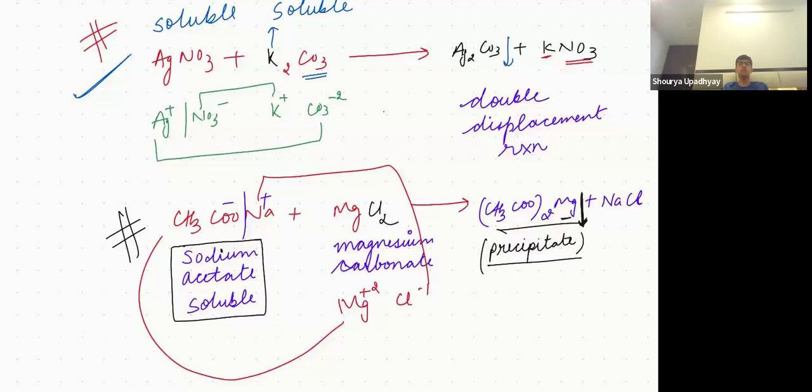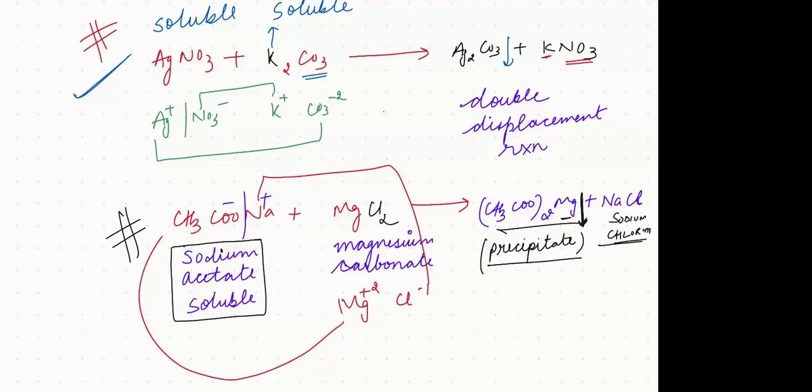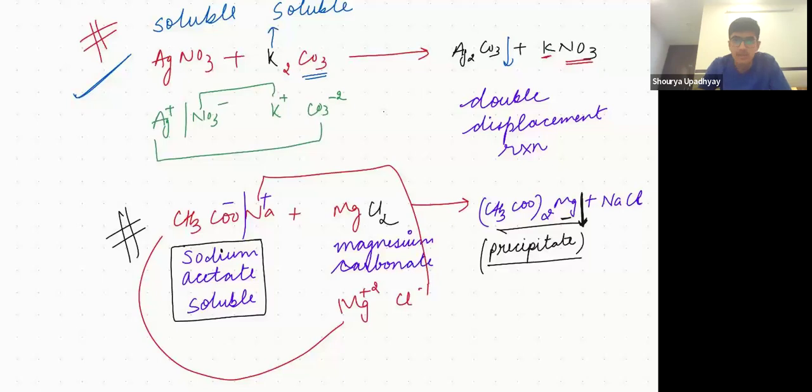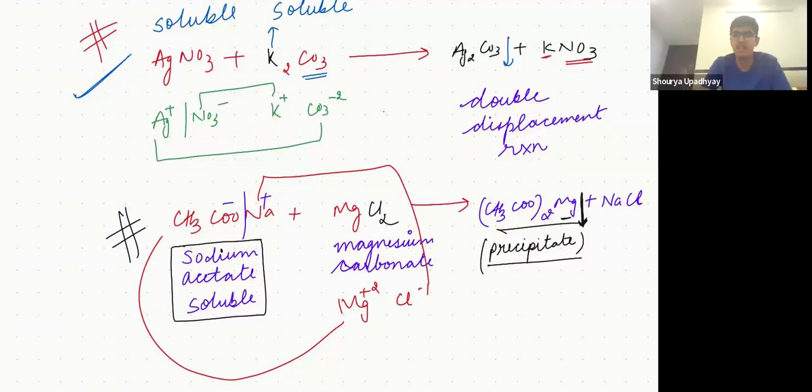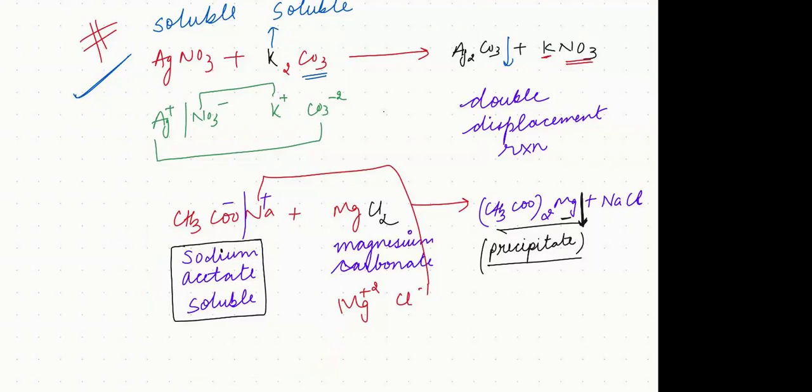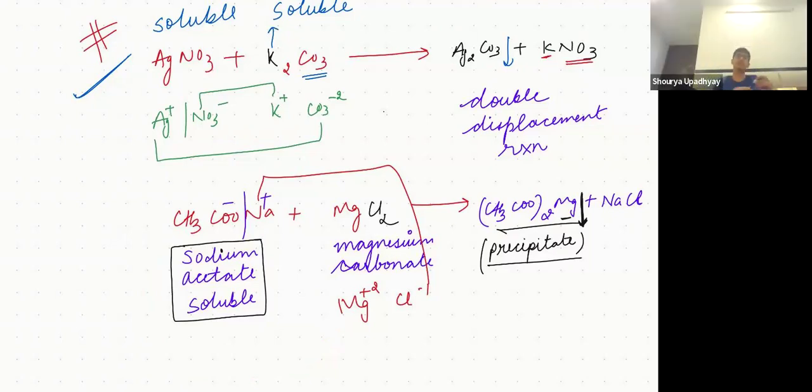And this is sodium chloride. Did you understand? Any doubts in this? Except for NaCl, are there any other exceptions for chlorine salts? All we need: chlorides are soluble except for mercury, lead, and silver. That's it. And sodium chloride is soluble.